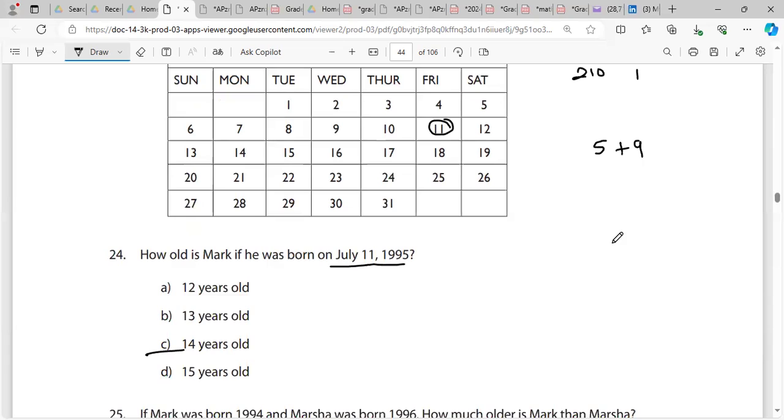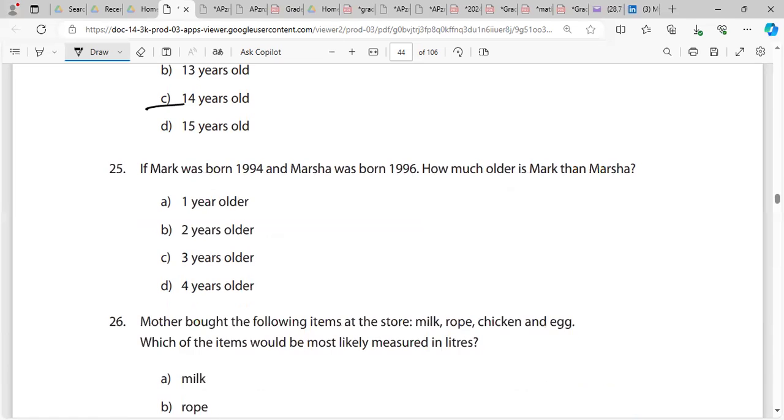Hold on, let me check it again, guys. So in 1995, that no count, right? In 96, so 96 is my 1, 97 is my 2, 98 is my 3, 99 is my 4, 2000 is my 5, and then plus the other 9. So 5 plus 9, 14. This can be a little bit tricky sometimes. If Mark was born 1994 and Marsha was born 1996, how much older? And that will be 2 years. It's 2 years, all right?